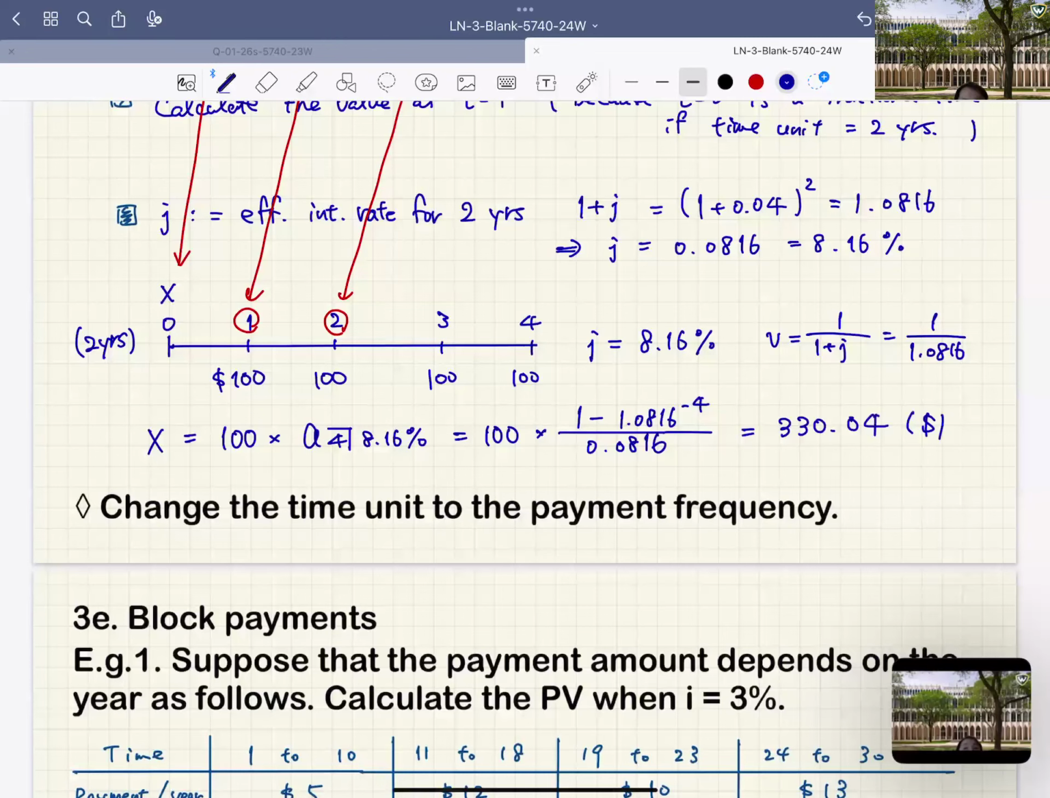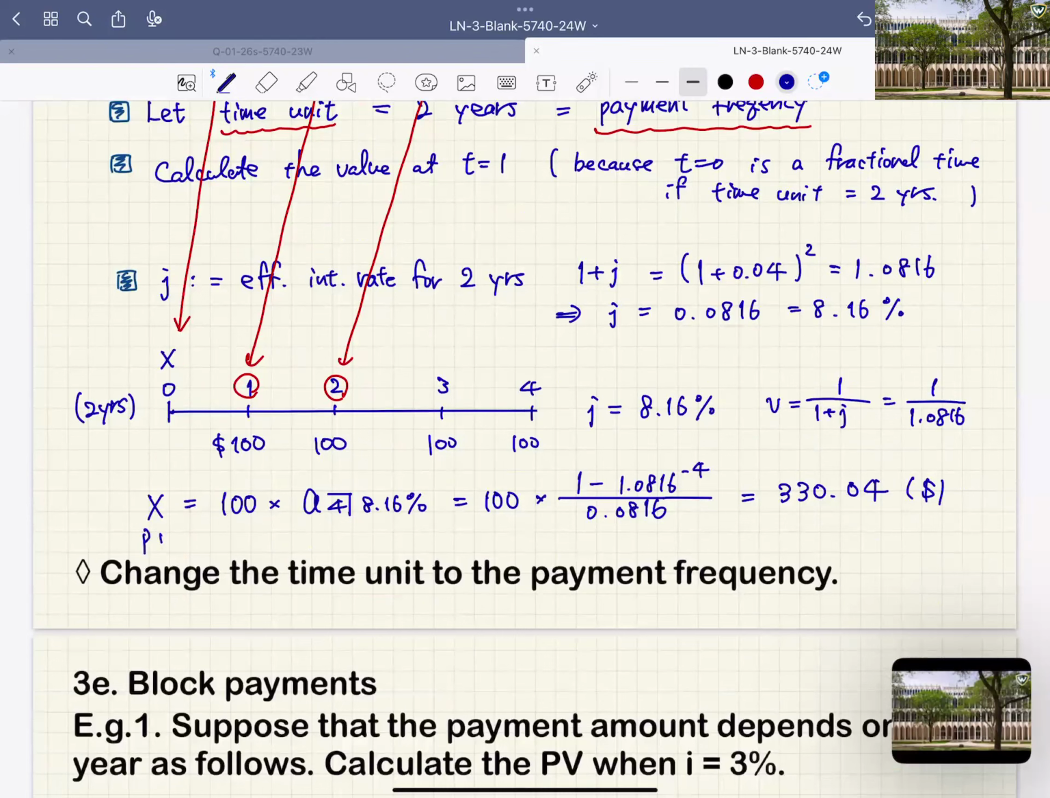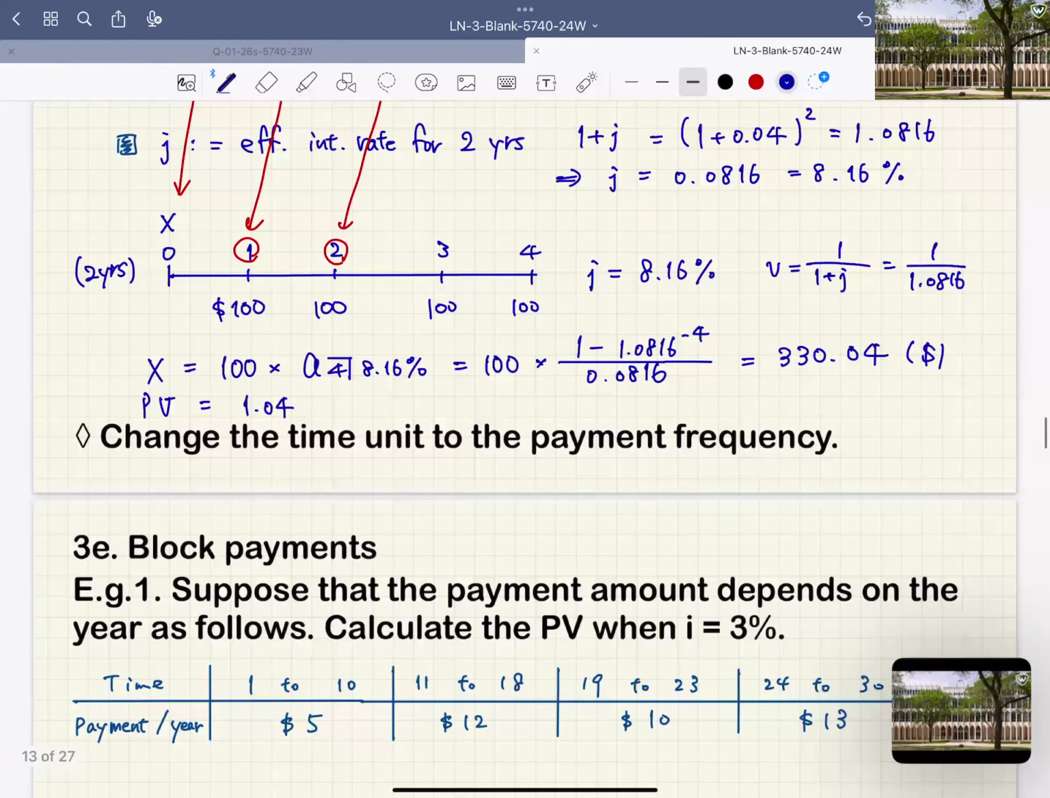Then the next step is to calculate PV. So the PV is 1 year before this X. So the PV is equal to 1.04 inverse, because this is 1 year, not 2 years, 1 year before X. So that is 1.04 inverse times 330.04. So this is equal to 317.34. Okay.